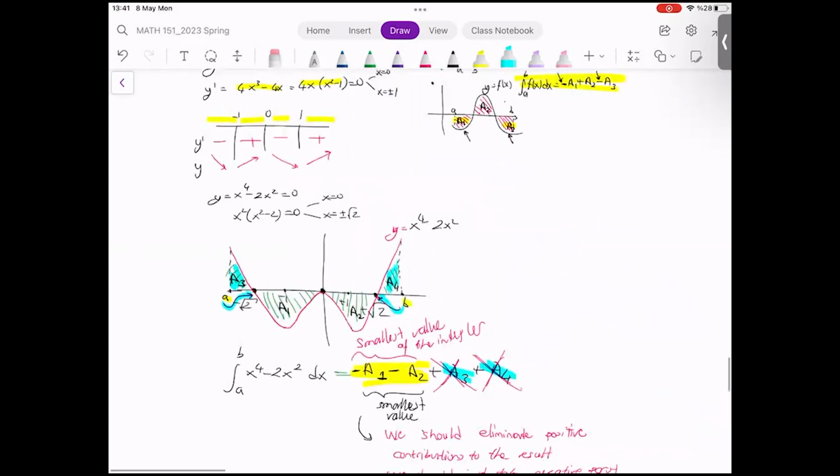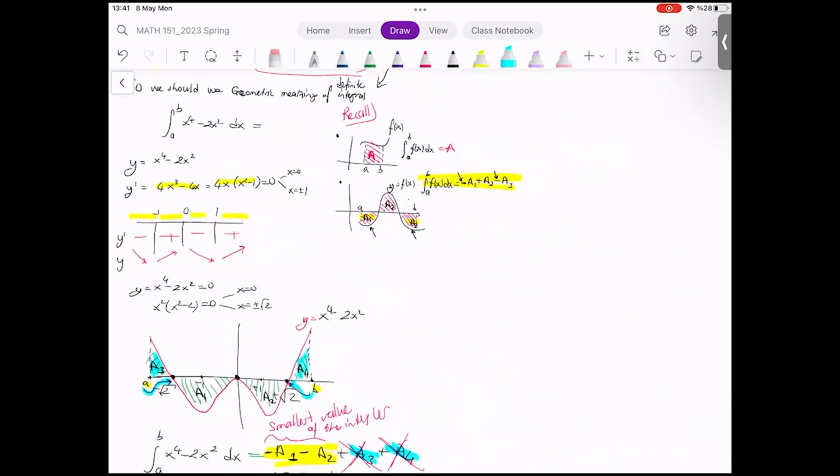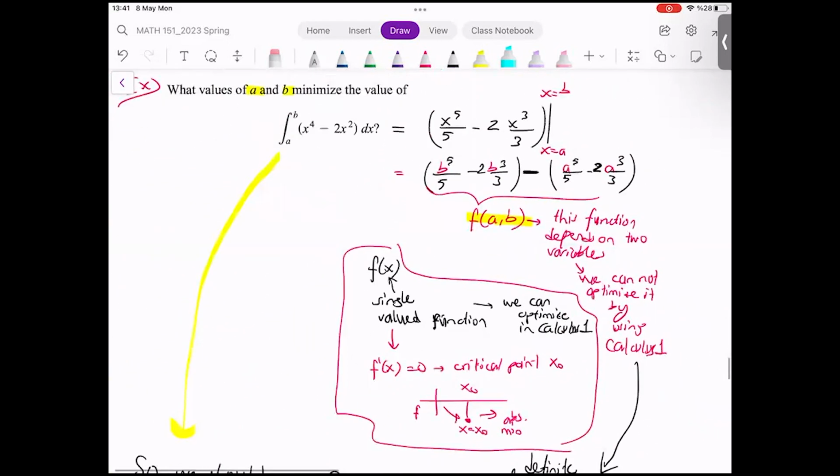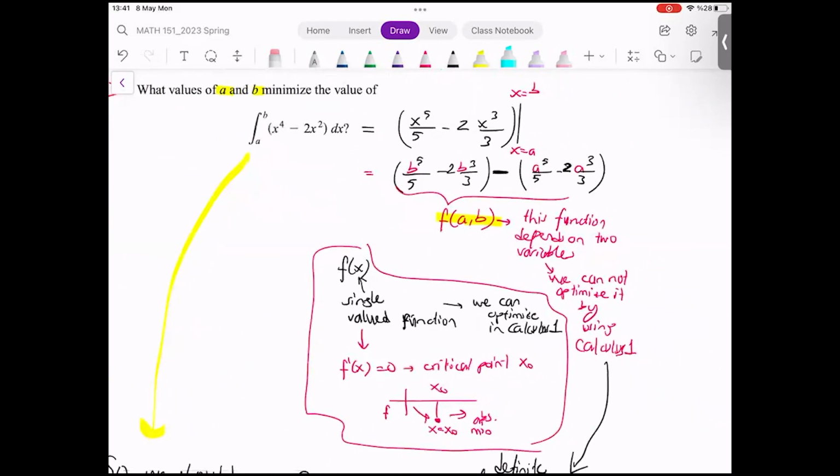Okay, so any questions? This was the last example. For this example, I wrote too many things. First, we tried the algebraic way of computing the integral, which is using the integration rule. But then we see that the result depends on two variables. Since it is not a single variable function, you cannot apply the techniques that we covered last week.